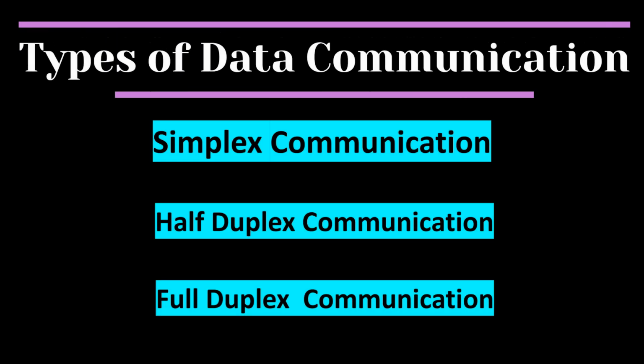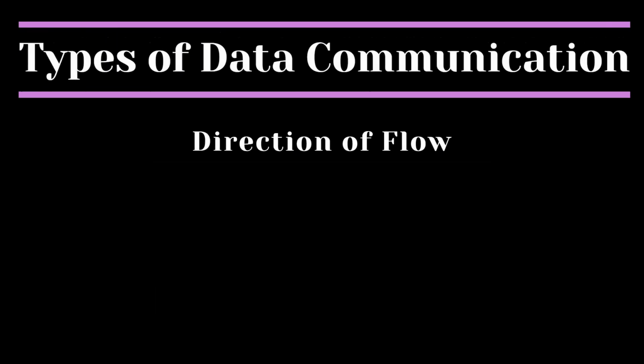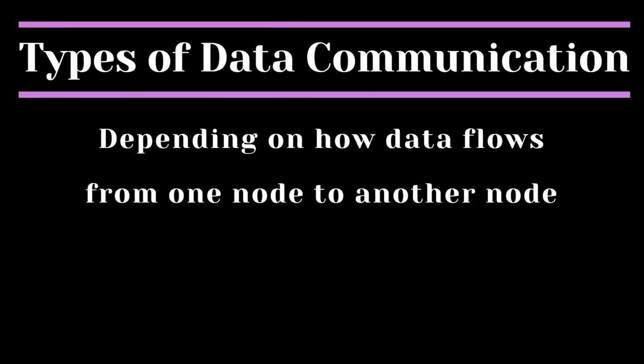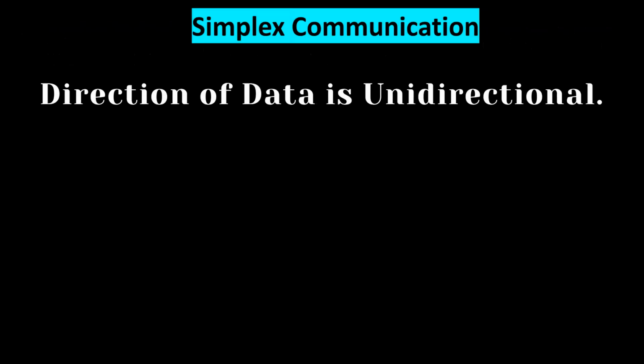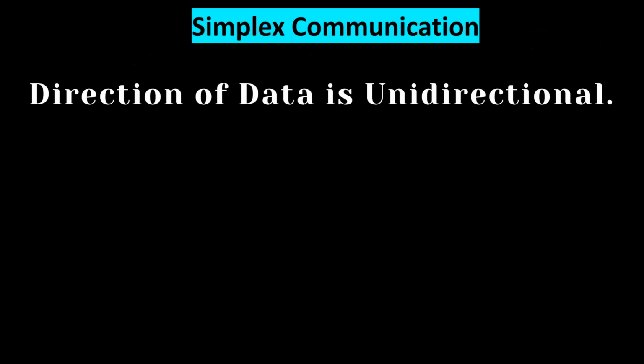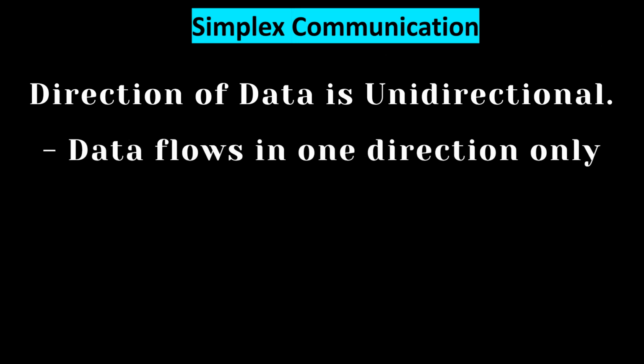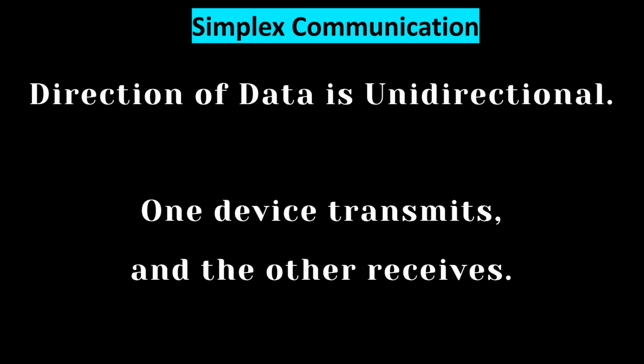Let's see the types of data communication. Direction of flow. Depending on how data flows from one node to another node, there are 3 types of data communication. Simplex communication: direction of data is unidirectional. That means data flows in one direction only. One device transmits, and the other receives.